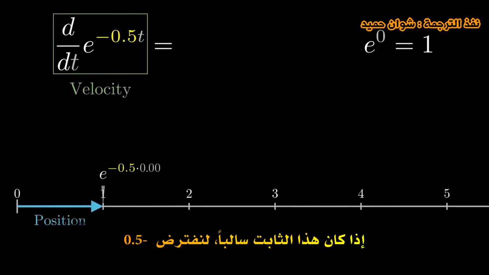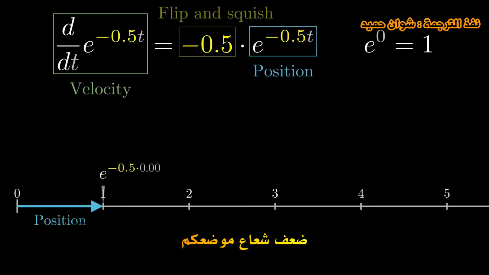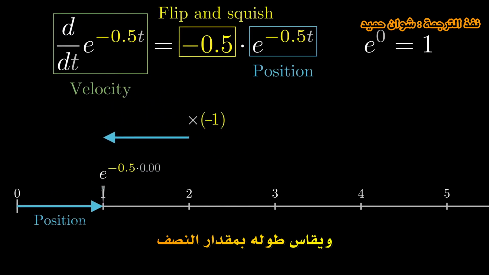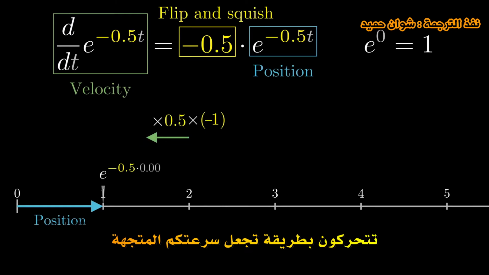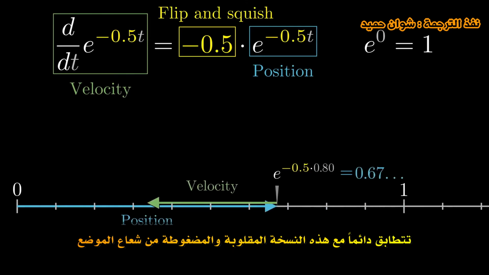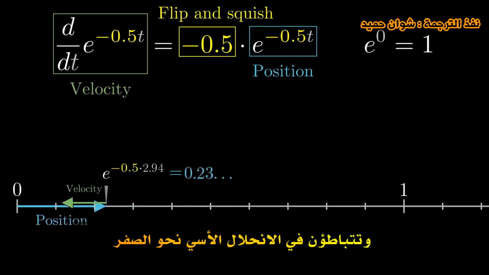If that constant was negative, say negative 0.5, then your velocity vector is always negative 0.5 times your position vector, meaning you flip it around 180 degrees and scale its length by a half. Moving in such a way that your velocity always matches this flipped and squished copy of your position vector, you'd go the other direction, slowing down in an exponential decay towards 0.